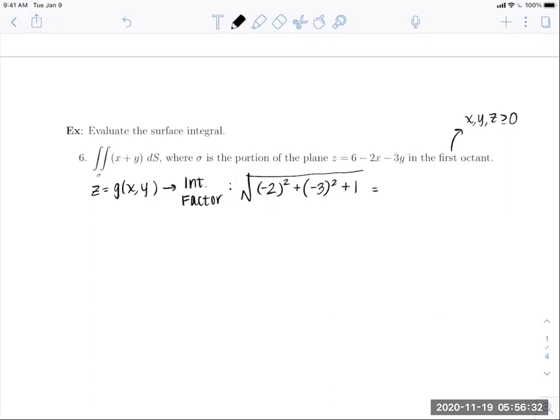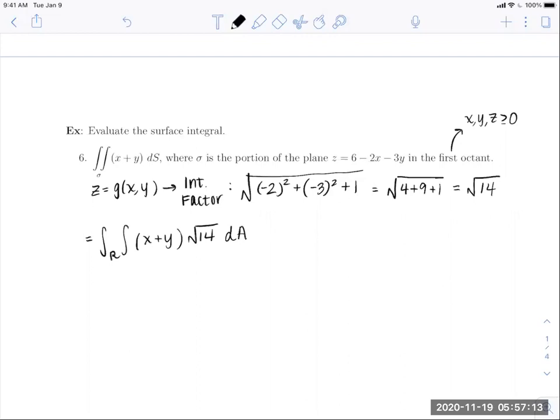And then let's go ahead and simplify. This is the square root of 4 plus 9 plus 1, which is the square root of 14. So this is a unique case where our integrating factor is a constant. Typically, we'll actually have variables in here, but since z is a plane, everything is linear, so all of our partials were constants. So let's set up our double integral. I'm going to leave it generic at first as over our region. We're going to keep our integrand the same, x plus y, but we're going to tack on our integrating factor and then set up our dA.